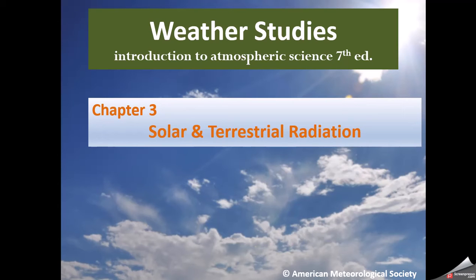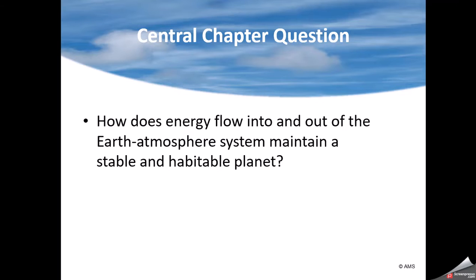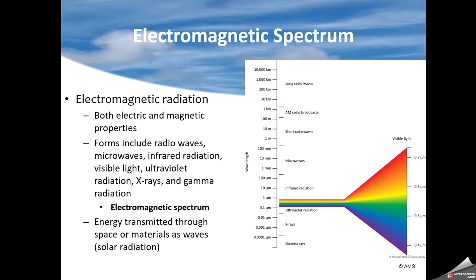We're not dealing with it in depth. We're not going into much in the way of math with it. So, we're just trying to get you familiar with a little bit of where this energy comes from and why things are different in the atmosphere. So how does the energy flow into and out of the atmospheric system to maintain a stable and habitable planet? That's a key part. It's habitable. So with that, we'll talk about the electromagnetic spectrum.